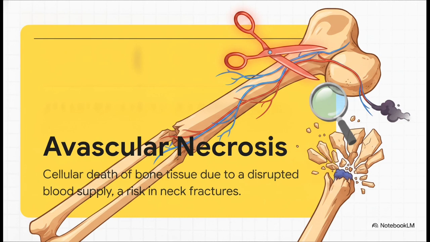Because the nutrient vessels are so easily torn during a neck fracture, avascular necrosis is an unavoidable clinical correlation you just have to know. The blood supply to the head of the femur actually travels up the neck in a retrograde fashion. So when the neck fractures, it acts like a pair of scissors, just snipping those delicate blood vessels. Without blood, the bone tissue in the femoral head literally begins to die. That is avascular necrosis, and it causes the complete collapse of the hip joint.